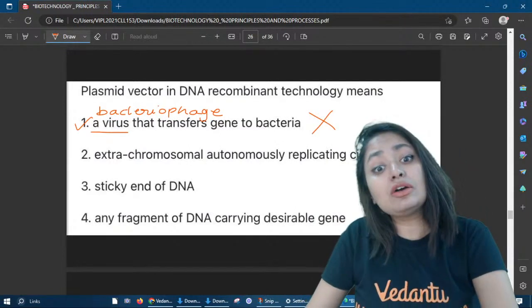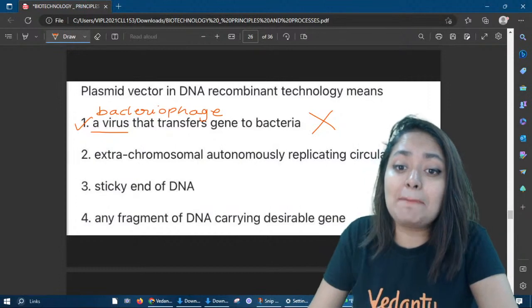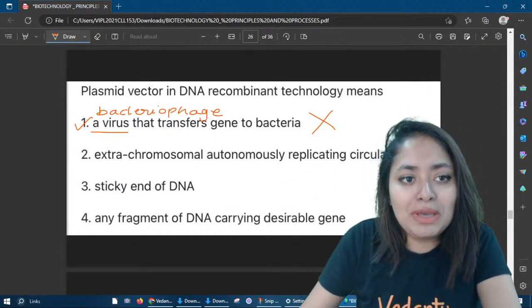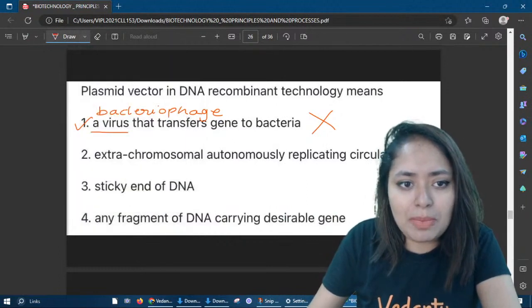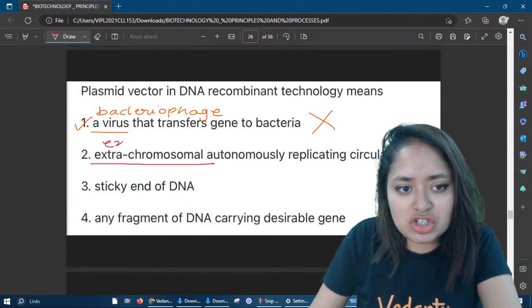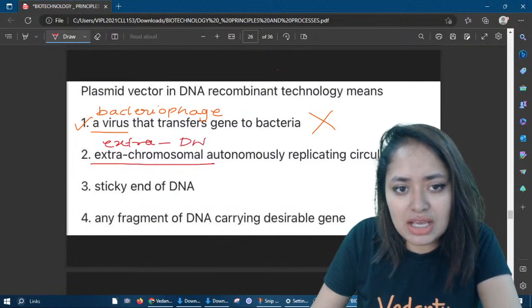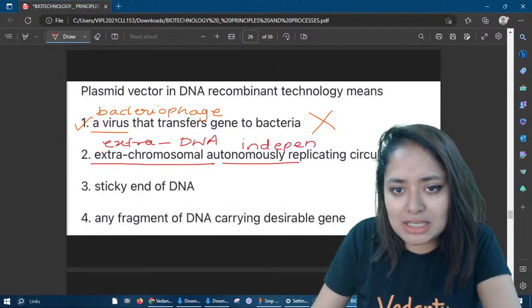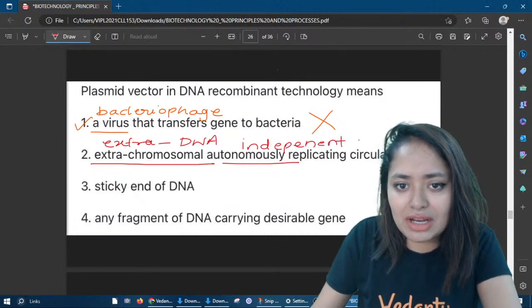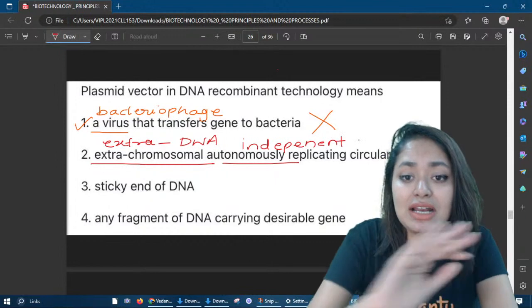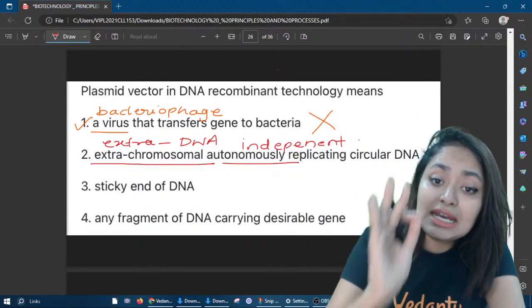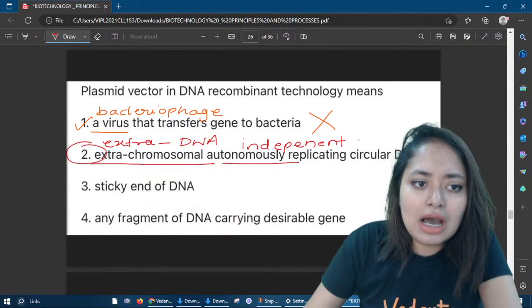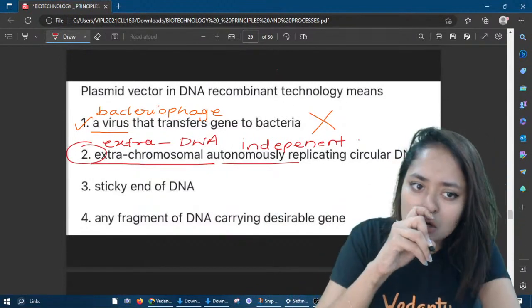Option B, extra chromosomal autonomously replicating circular DNA. Extra chromosomal means beyond the chromosome. It's not a part of the nucleus. Extra DNA, autonomously replicating, independently replicating. Plasmid is independent. It doesn't have to care about anyone else. Independently replicating circular DNA. Absolutely correct. Answer is B. But I am still going to read the other options.